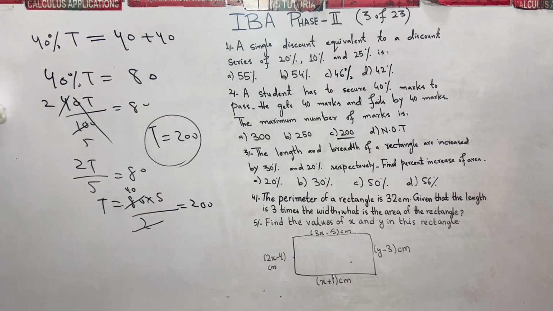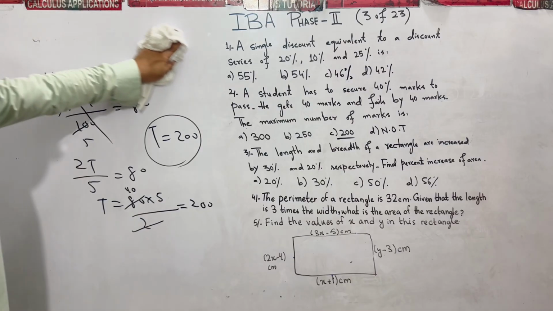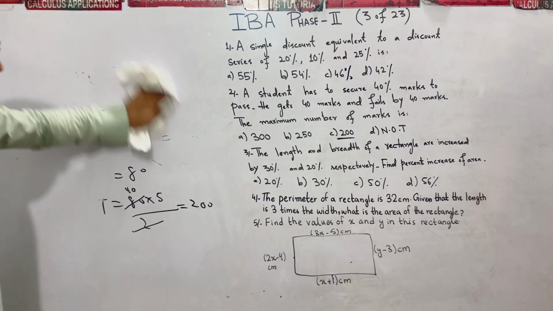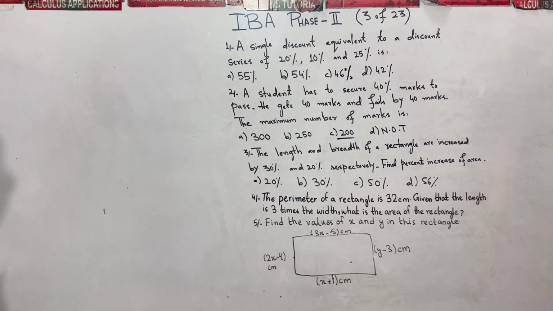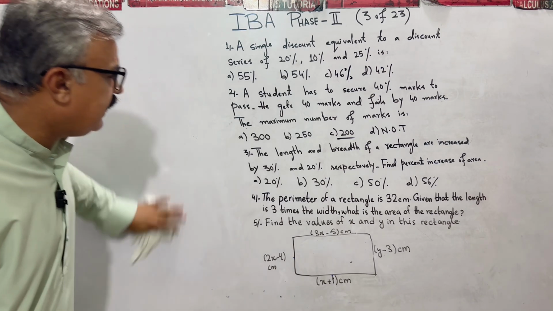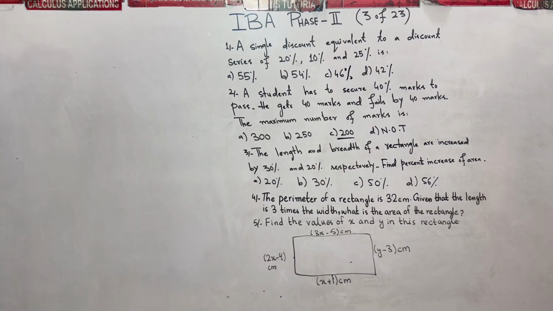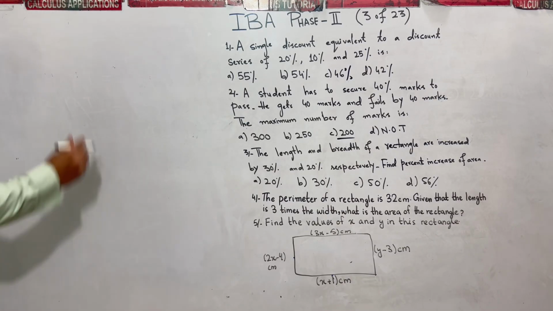Okay, moving towards question number 3. The length and breadth of a rectangle are increased by 30 and 20%. Find the percentage increase of area.